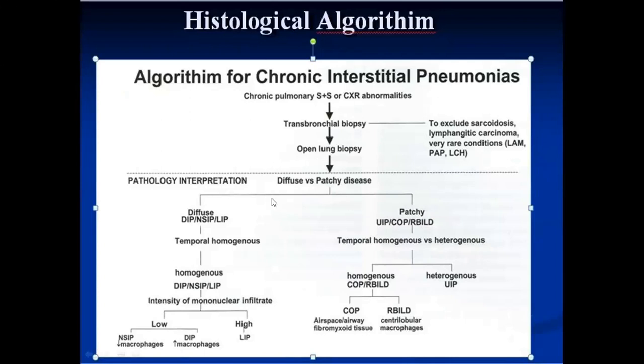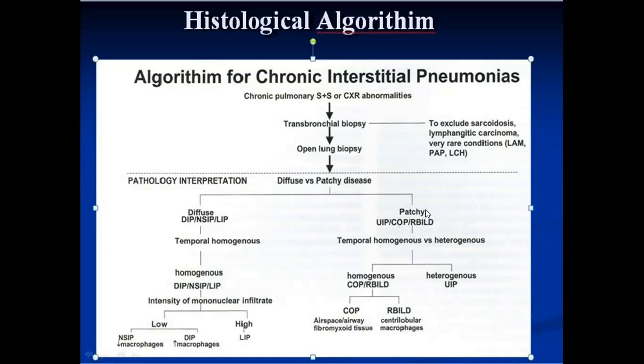Whenever we have lung tissue under the microscope, the first thing we have to interpret is whether the lesion is present in a diffuse manner versus a patchy manner. Then if the lesion is present in a patchy manner, we mainly have three differentials. One is the UIP, which we will discuss today. The second is the COP, and the third is the RBILD, which we have already covered.